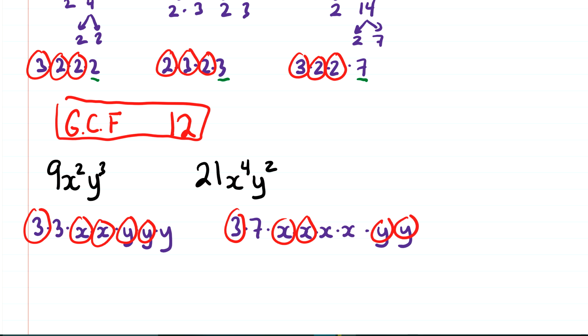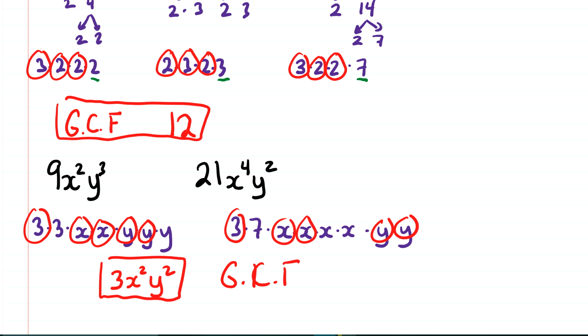So our prime factors and our factoring here gives us common factors of 3 and x times x, which is x squared, and a y times a y, which is a y squared. So the GCF for this, greatest common factor, would be 3x squared y squared. And I think that's the end of the notes for this section.